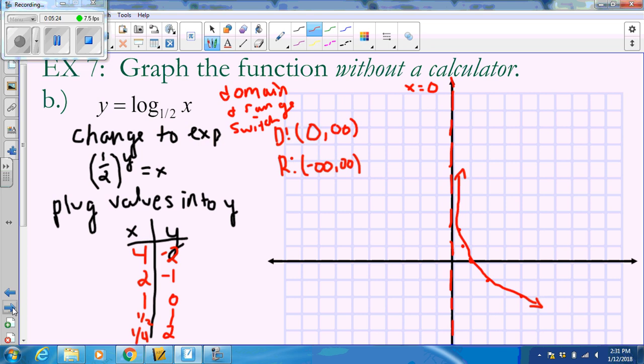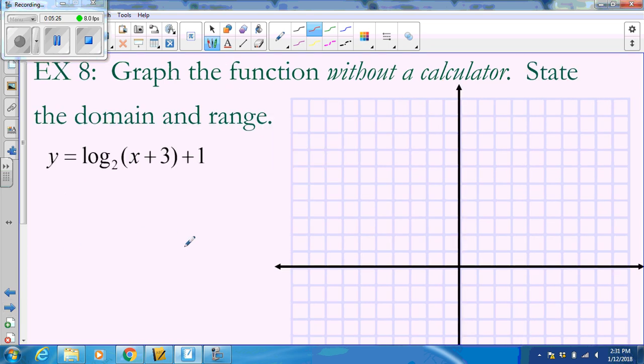Okay, let's go ahead and go to our next one. Now, example 8, this is actually where we're going to use our translations, basically our vertical and horizontal. To do this, we're first going to graph the parent function. The parent function of our log here is going to be y equals log base 2 of x. Now, remember, this x is not an exponent. It goes right next to our log.